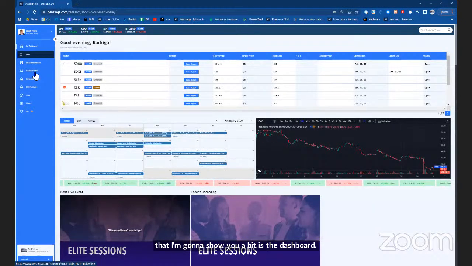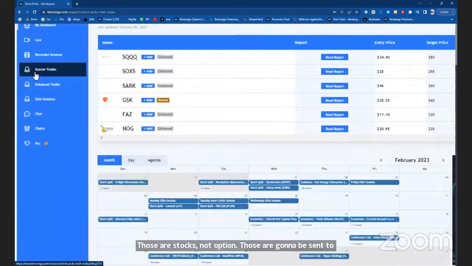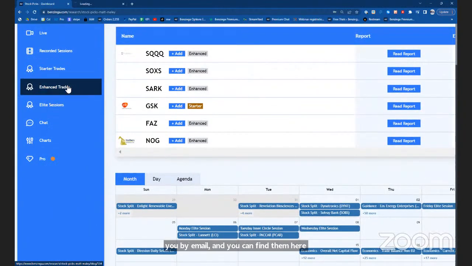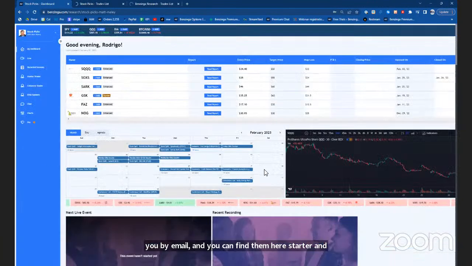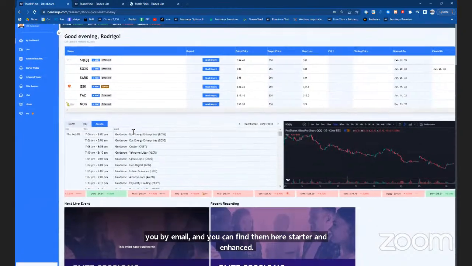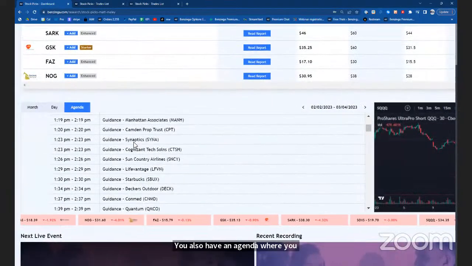Remember, there's 6 emails that you'll get per month, which are stock swing trades. Those are stocks, not options. Those are going to be sent to you by email, and you can find them here, starter and enhanced. You also have an agenda where you can filter out the events. You can see what's going on.